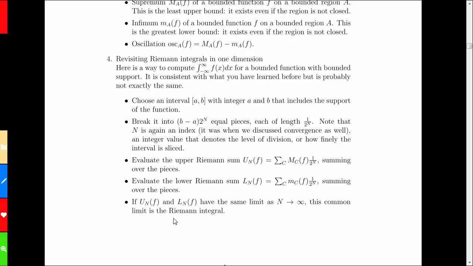We evaluate the so-called upper Riemann sum, and the way we do that is for each of these little pieces. These are going to generalize into cubes, so I will denote them by capital C. To get the upper sum, we take the supremum of the function in each of these cubes, multiply that supremum by the length of an interval, 1 over 2 to the n, and then sum over all the pieces. To get the lower Riemann sum, we do almost exactly the same thing, except we use the infimum instead of the supremum.